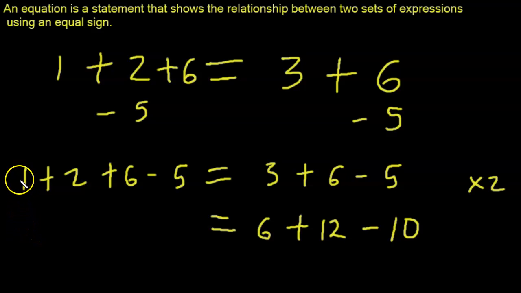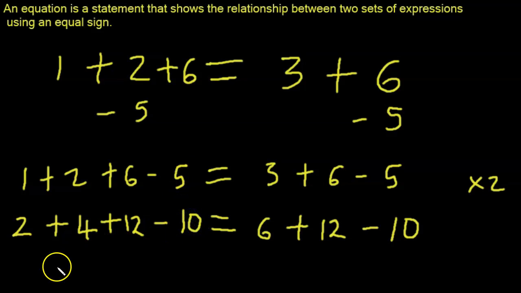And I also need to multiply the left hand side by 2 also. So 2 times 1, each term, 2 times 1, that's 2. 2 times 2, that's 4. 2 times 6, that's 12. And 2 times minus 5, that's minus 10. Let's calculate what the left hand side is. So 2 plus 4, that's 6. 6 and 12, that's 18. 18 take away 10, the same 8. Good.